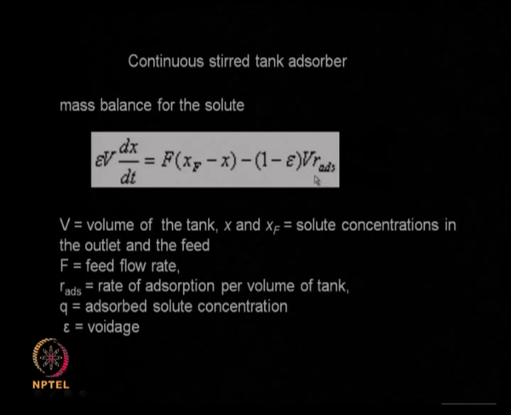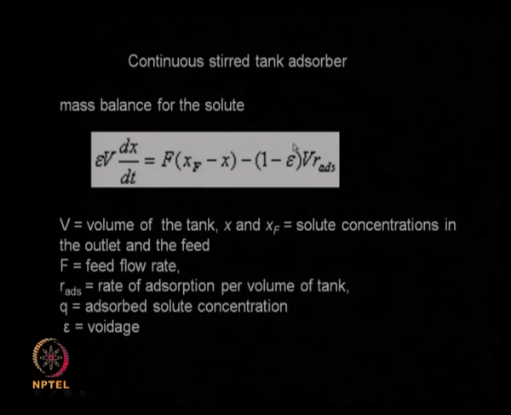Suppose it contains a Langmuir type of isotherm, then you will have x in the numerator and denominator, if you recall, okay. Whereas, if it is linear, then you will have just q equal to k x. So, then this becomes a linear ordinary first order differential equation.